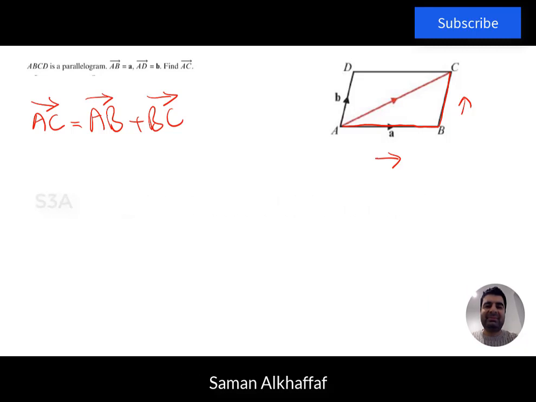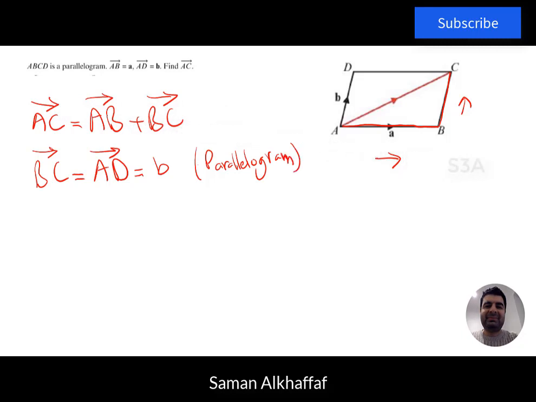So to find BC, because it's a parallelogram, BC will be equivalent to AD, and that will be equivalent to B. So that tells us that AC, the vector of AC, will equal A plus B. And this will be our answer for this question.